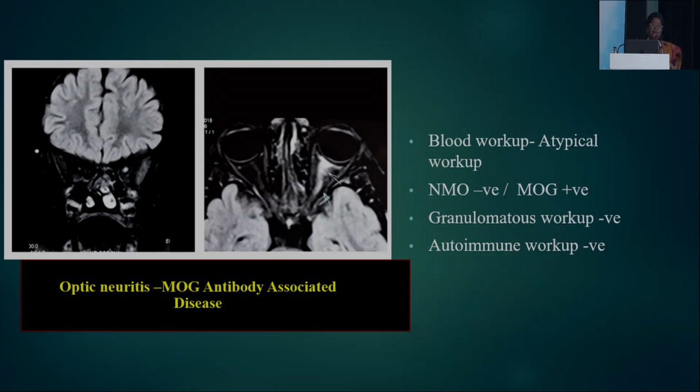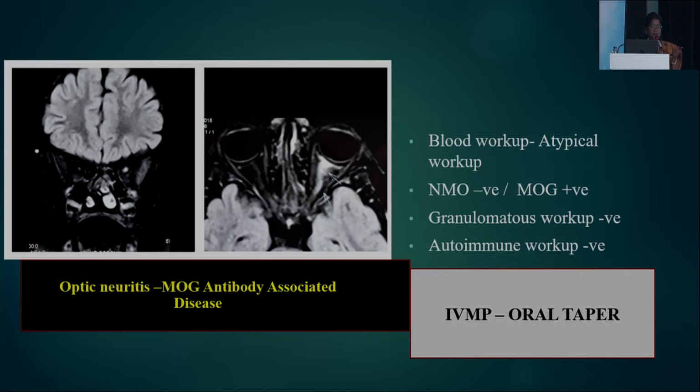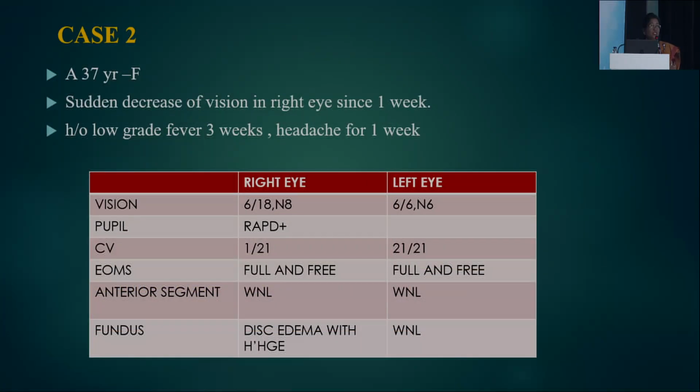According to the ONTT, you don't need that many blood tests. But if you suspect an atypical neuritis, you may have to do a lot of blood tests because this type of disease is still evolving in this part of the world. And that's the MOG spectrum disorder optic neuritis that you're seeing over here, because they have some characteristic features which you can read in the literature. So this patient was treated with IV steroids and she recovered well.